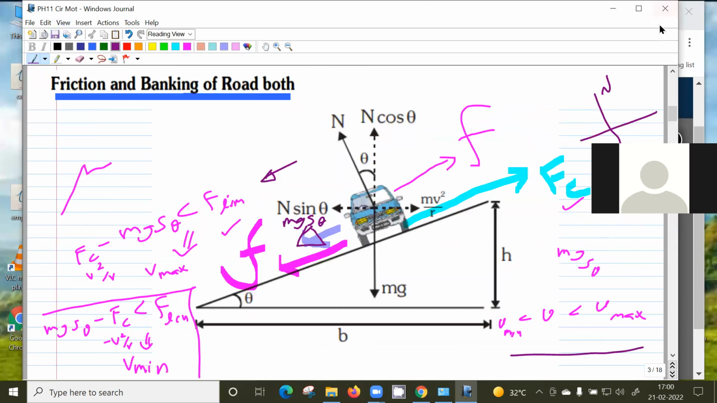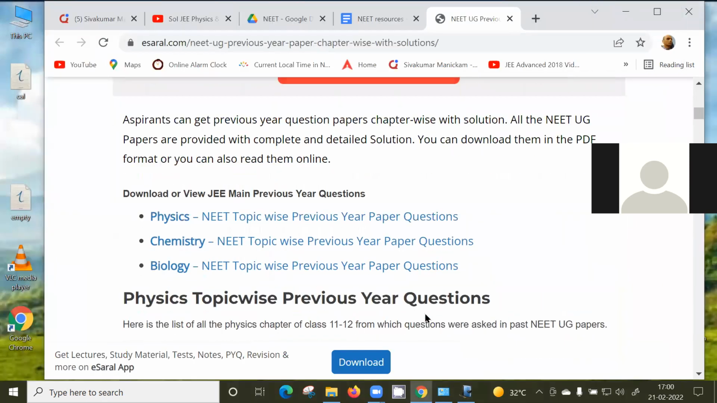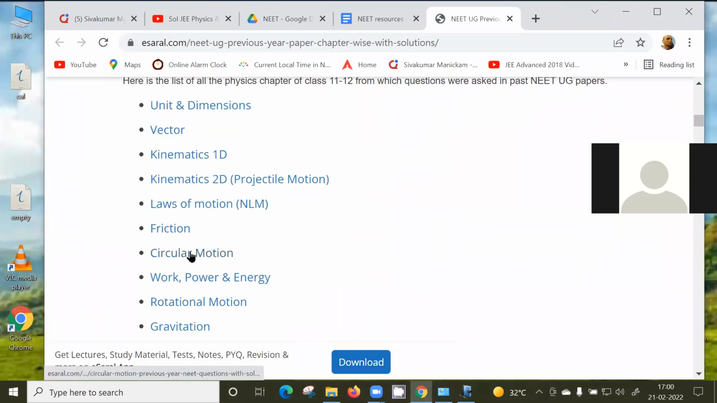So tomorrow I'll solve some problems based on this. Okay, sir. And circular motion.